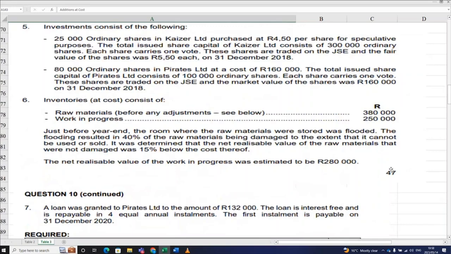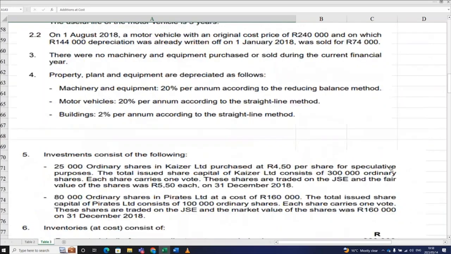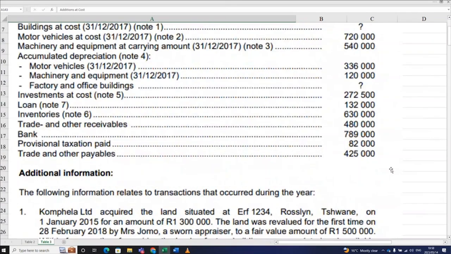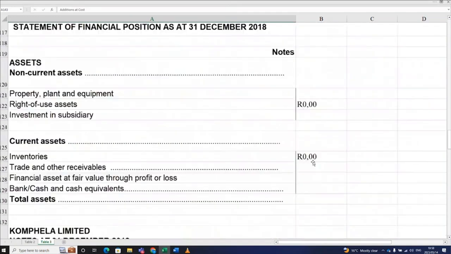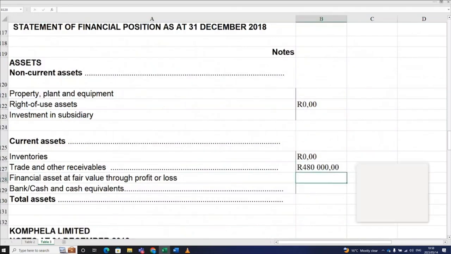Okay, so in this question, I can already get going with, for example, trade and other receivables. I know that trade and other receivables has no note to it. There was nothing mentioned here at the bottom. I can take it straight to my statement of financial position over here. So trade and other receivables, 480,000. Good to go.